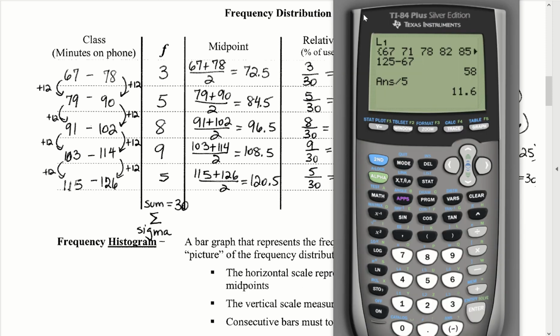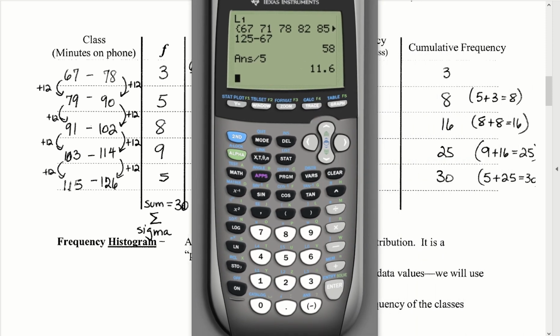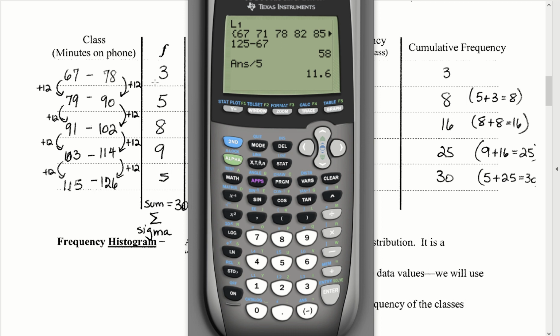With our list sorted, this is going to be a huge help in terms of calculating the frequencies. If I go to my list, second L1, the first class goes from 67 to 78. So anytime we have a value that falls in that range inclusively, we count it up. So 67 is in there, 71 is in there, and so is 78. Now 82 would be too much. That's going to be in the second class. So altogether we have 1, 2, 3 values that are in class 1.